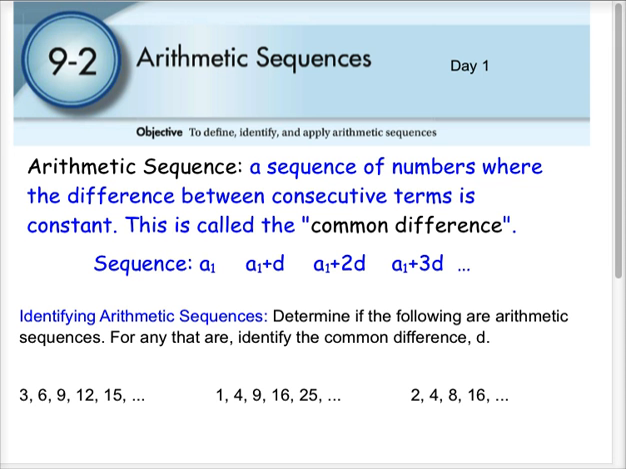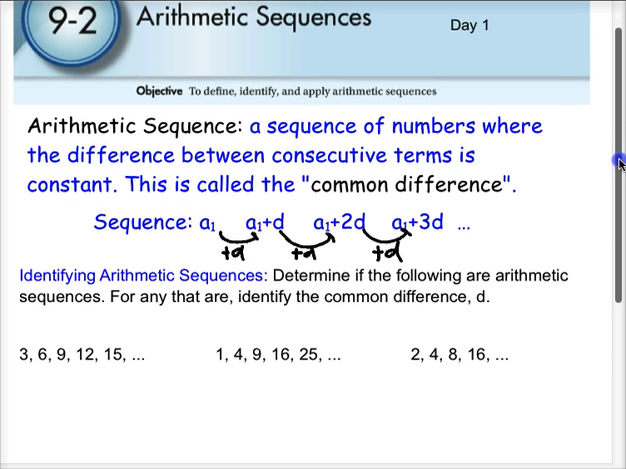Well, we're talking about starting with our initial value, that initial condition, and then to get to the next term, you add d. To get to the term after that, you add another d. To get to the next term, you add d again. So you're adding the same number every single time. That is how you're generating this sequence. So let's take a look.